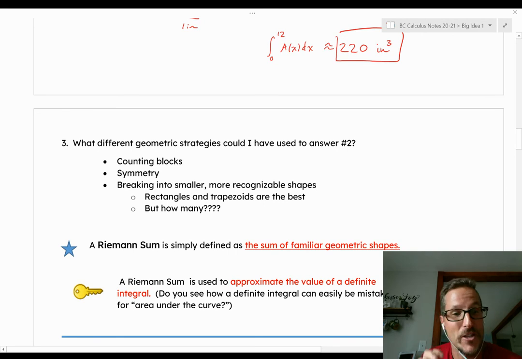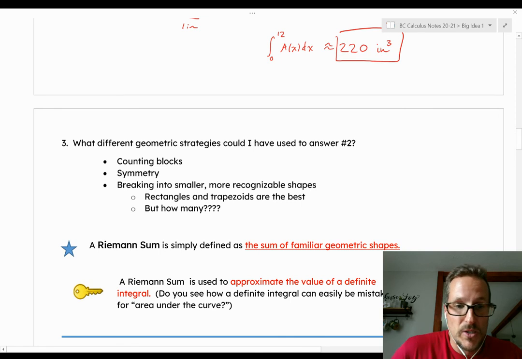All right, so this is called a Riemann sum. A Riemann sum is simply the sum of the areas of familiar geometric shapes. It's the sum of the areas of familiar geometric shapes. That's what it is. What it does is it approximates the value of a definite integral.